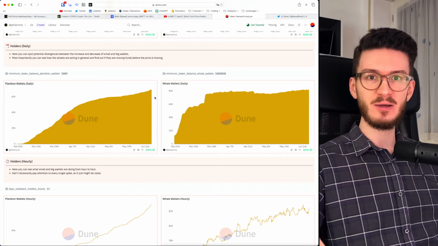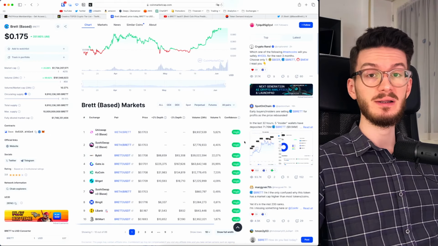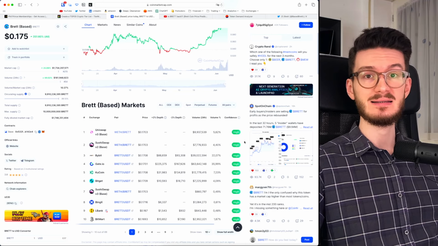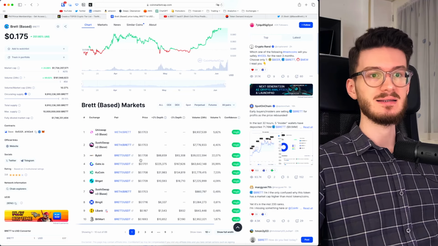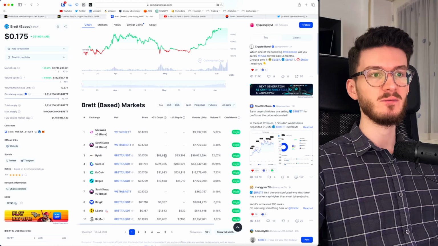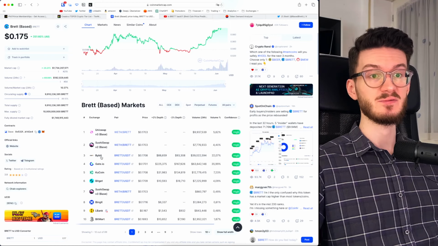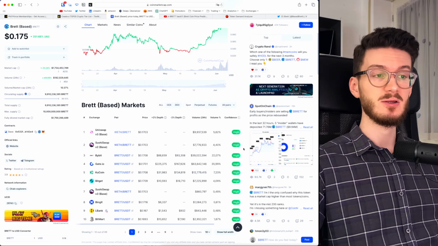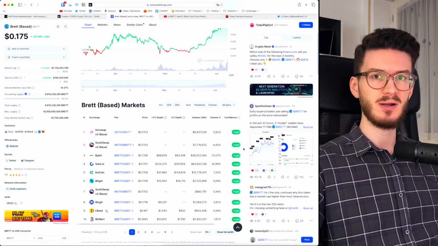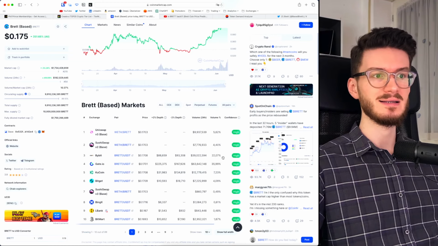So where's the liquidity coming from? Well, there's only one answer here, and that is the centralized exchanges. As you can see here, 22% of the trading volume of the spot market comes from Bybit, nearly 36% from Gate.io. So the real buyers that are pumping price right now are on centralized exchanges.